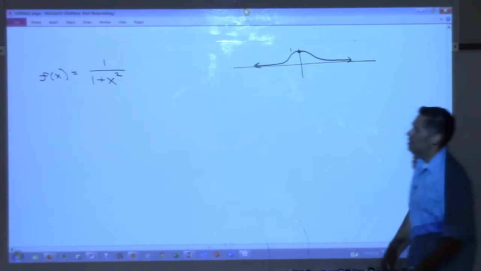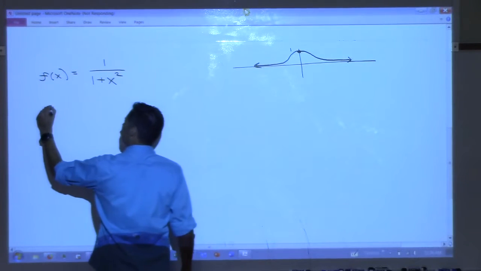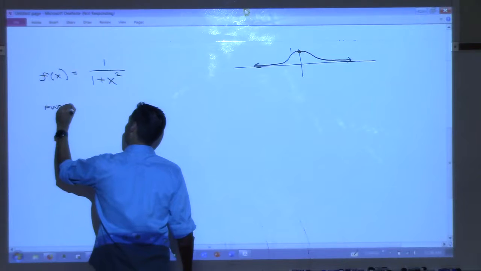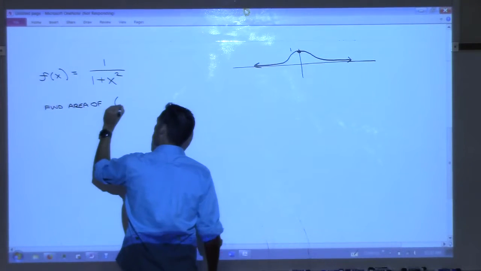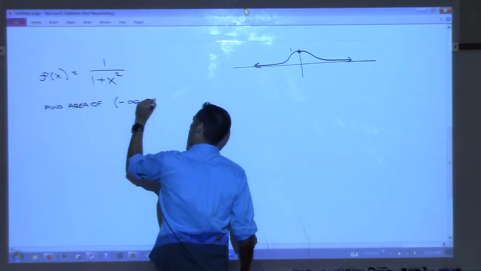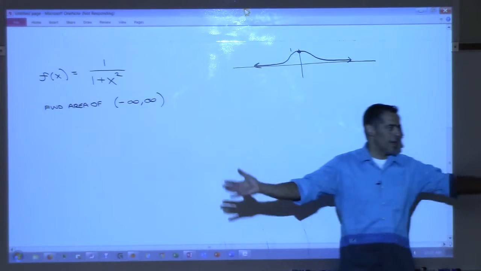So I'm interested to find the area, guess where? The whole way. On the entire number line, what's the area?